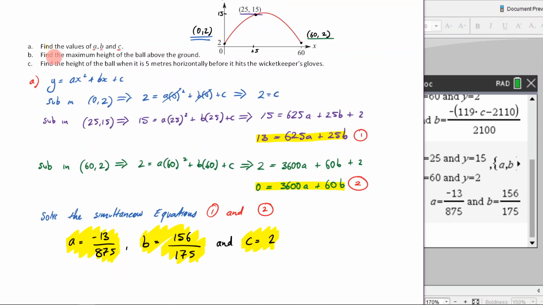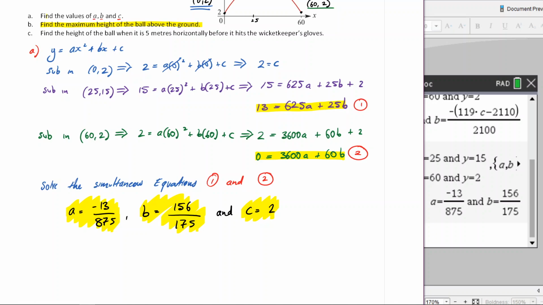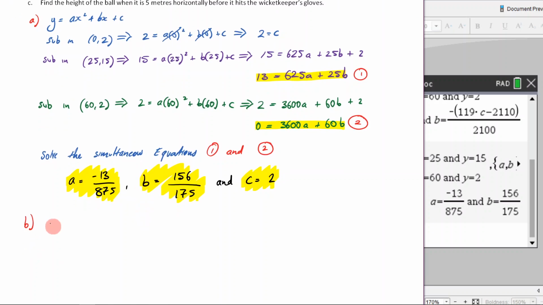All right, it says, find the maximum height of the ball above the ground. Now, there are different ways you can go about finding the maximum of something. One way is to graph it. So let me first show you how we could graph this. We could graph this right here because we now have the rule. So if we come to B, we know that the rule that we now have is y is equal to negative 13 on 875x squared plus 156 on 175x, and then plus 2. That's what we know our rule is.